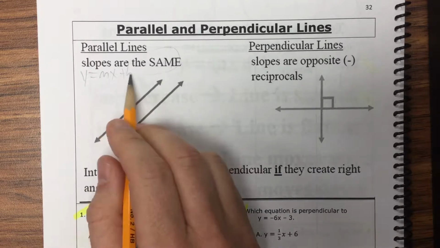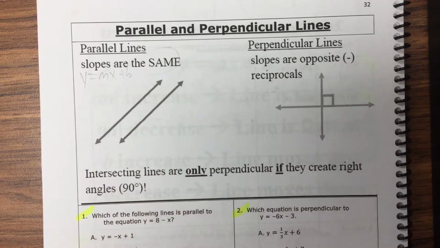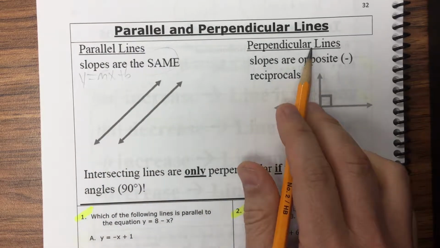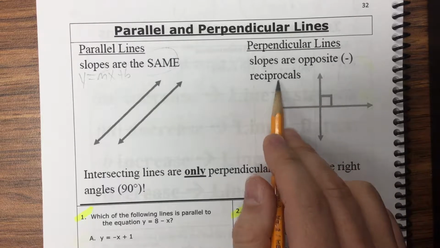If you have a same m and a different b, meaning they are different lines, but the slope's the same, they're going to be parallel, okay? Perpendicular lines are a little trickier. The slopes are opposite reciprocals.